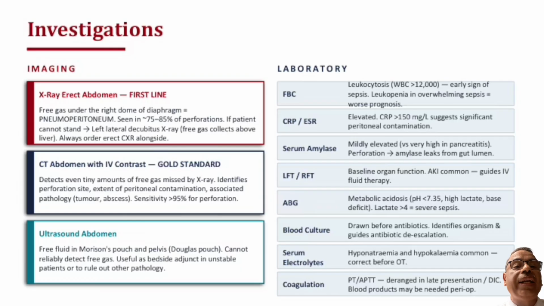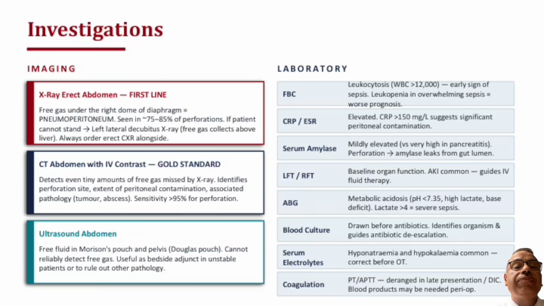So the clinical profile along with free gas under the diaphragm should be correlated, and the diagnosis should not be based only on the presence or absence of free gas. Presence of free gas definitely indicates a perforation, but an absence of free gas in the presence of signs of peritonitis does not rule out peritonitis.